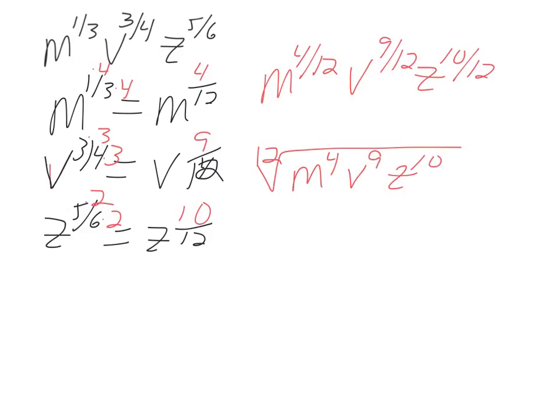And now we're going to see, just like we did a couple lessons ago, how many times does 12 go into 4? Well, it doesn't. How many times does 12 go into 9? It doesn't. How many times does 12 go into 10? It doesn't. So then that is just your answer. You're just going to leave it just like that, and you can't do any more than that there.